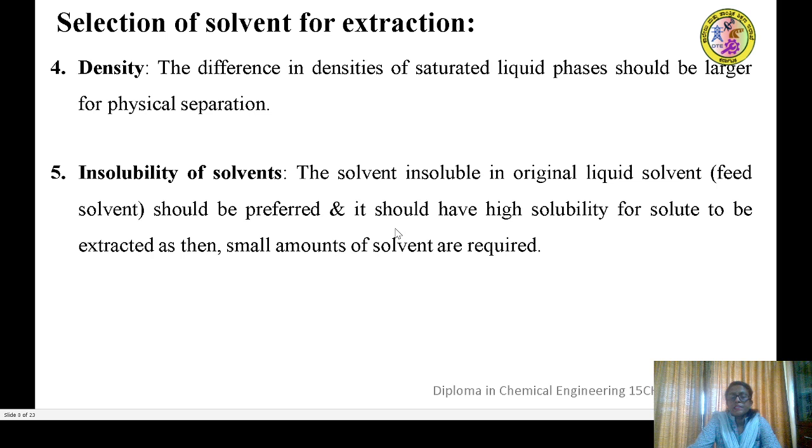Also, we should have high solubility for the solute. The solute in the operation should have a high solubility towards the selected solvent, and the solvent selected should have less solubility towards the feed solvent. That is the solubility factor that should be considered while selecting a solvent. If this condition is satisfied, then the amount of solvent required for the given degree of separation will be lesser. Less solvent means less expenditure on the operation. So that way insolubility also is a very important factor in selecting a solvent.